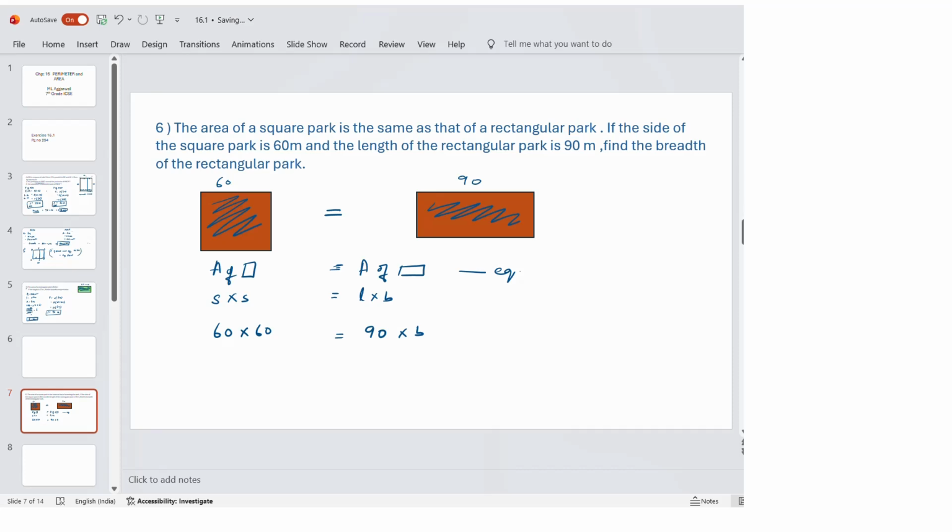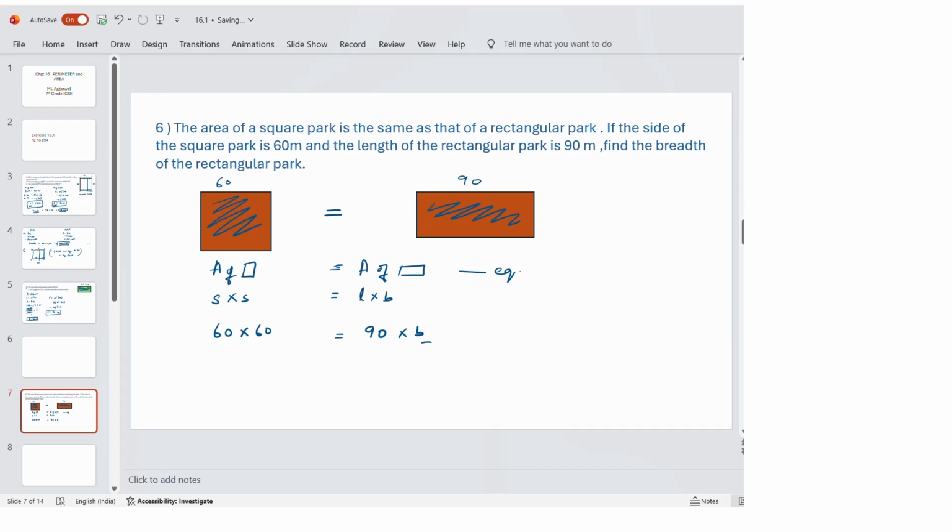That's exactly what we have done over here. We have equated the two areas, and then since we didn't have a number for that, we equated their formulas, because then essentially they are the same. And then we substitute the values of the sides and the length and breadth. We have substituted all the parameters. Now we go forward to finding the unknown.